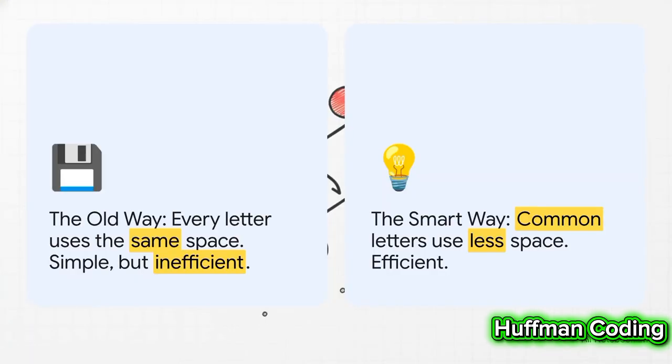You see, the old way was kind of like a one-size-fits-all t-shirt. It technically works for everyone, but it doesn't really fit anyone particularly well. Every single character got the same fixed amount of space, let's say 8 bits. Simple, yeah, but not very smart. The smart way, the Huffman way, is more like getting a tailored suit. It's a custom-fit system where the characters we use constantly get these tiny, efficient codes, while the ones that rarely show up get longer ones. It is all about being smart with our space.